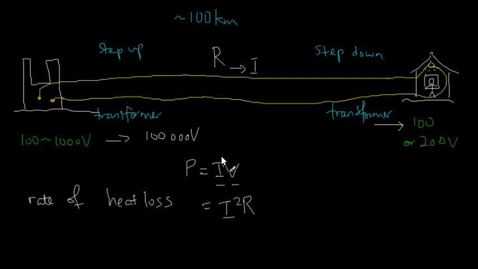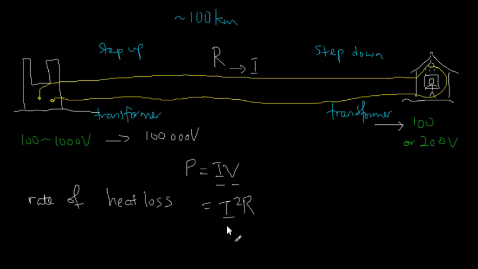Okay, so by reducing the current, we can reduce the heat loss. So that's why we want to step it up to a very high voltage. Now in this and maybe the next video or so, I want to work out an example to really convince ourselves that this idea is indeed correct, and that there is indeed a lot of saving in the heat loss.